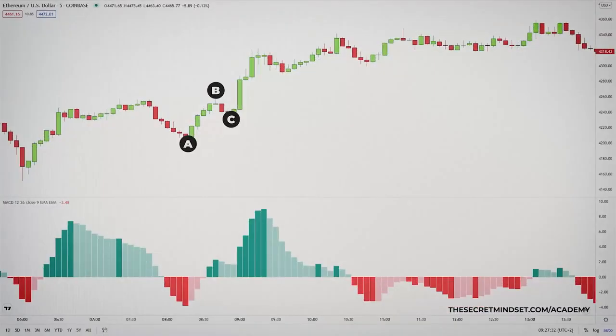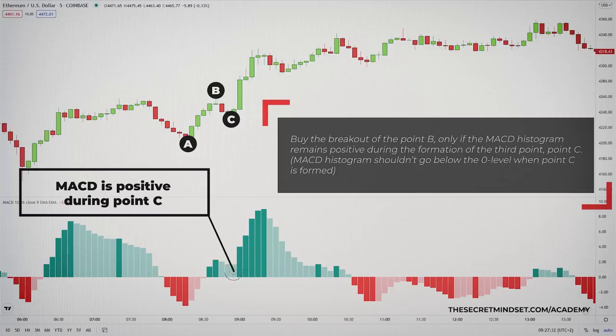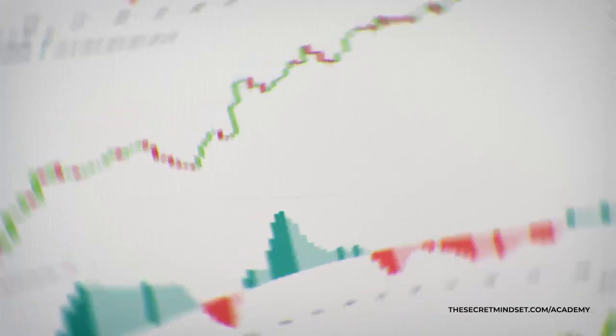You buy the breakout of the point B only if the MACD histogram remains positive during the formation of the third point, point C. So MACD histogram shouldn't go below the zero level.